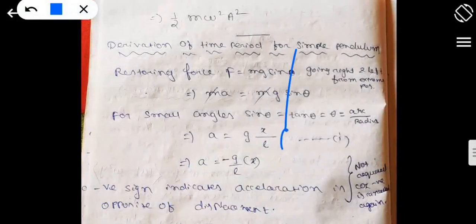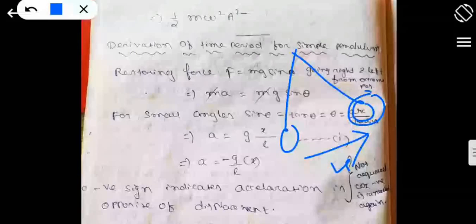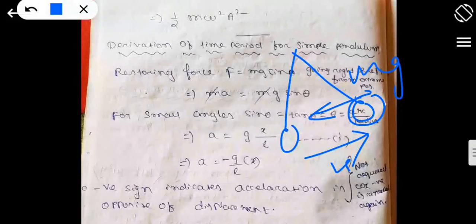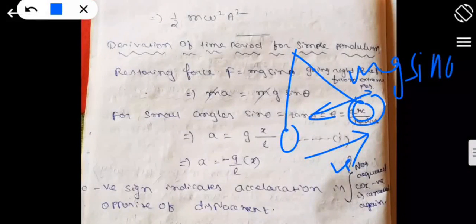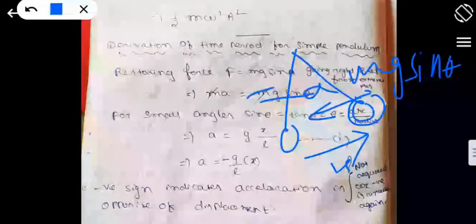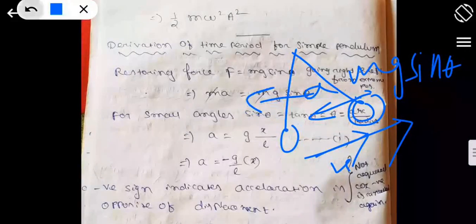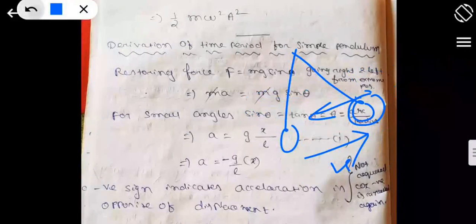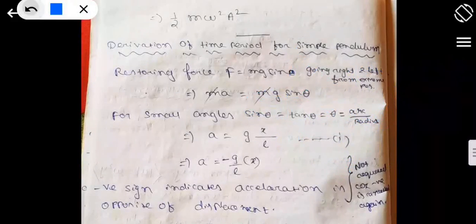Acceleration is the negative of the displacement, because when you make the displacement in this direction, x, then after moving to this position, the acceleration due to the force, what is the force? Mg sine theta. Because of this force mg sine theta, the acceleration acts in this direction. So x is on this side, a is on this side, so obviously it is a negative relation. You can write it as a equal to minus g by l into x.